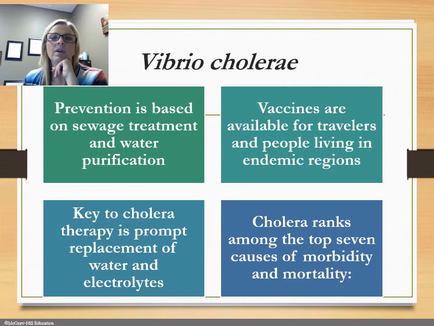So cholera is one of the top 7 causes of morbidity and mortality worldwide. It can affect up to several million people in areas like Asia and Africa. In areas like the U.S., it is spread by contaminated food and water or asymptomatic carriers. The most important treatment is going to be water and electrolyte replacement, because that's what's going to cause the severe symptoms. Vaccines are available for people traveling to areas where this is going to be endemic.